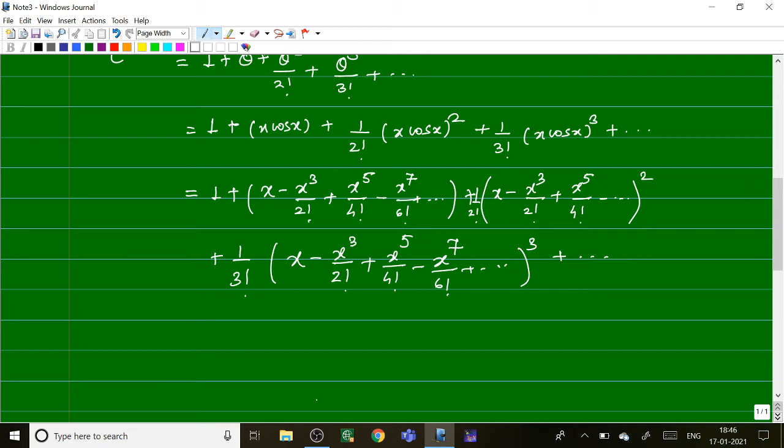Now let us look at this series in ascending order. So e raised to x cos x. How many constant terms are there? In this series this is the only constant term, so I am going to write it here, plus. Now how many coefficients of x are there? This is the only term with x, so I am writing its coefficient.